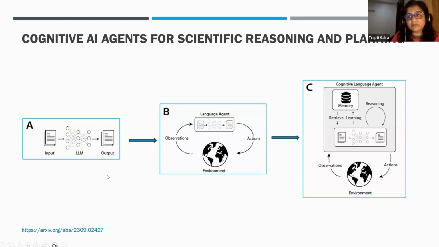So, the first stage is that you have a strong LLM and there is an input and there's an output. And that's what we use when we converse with a chatbot, like ChatGPT, every day, right? That's the simplest form.